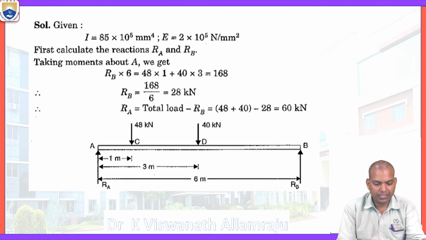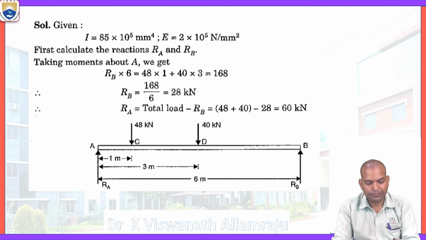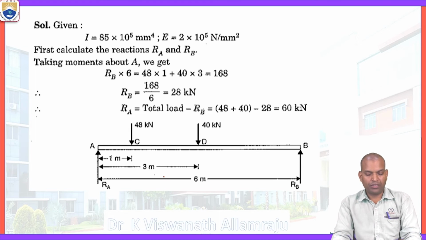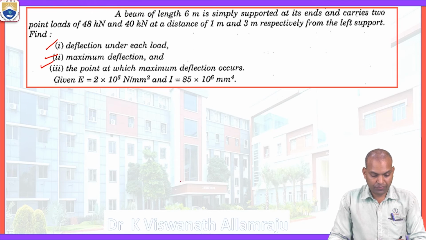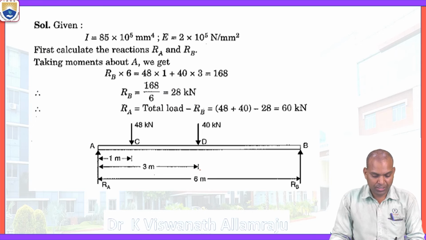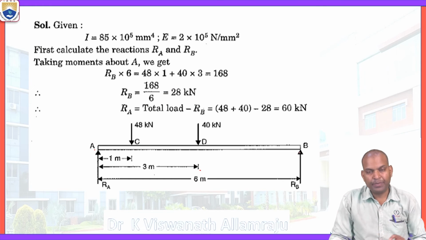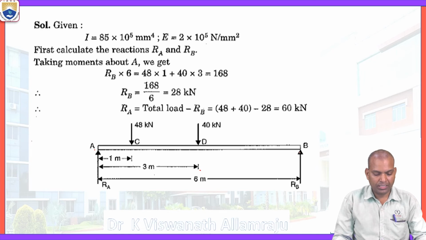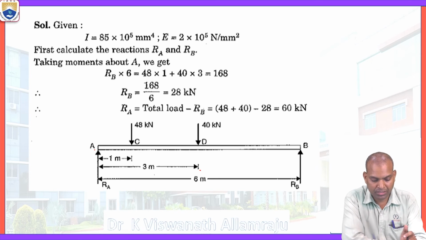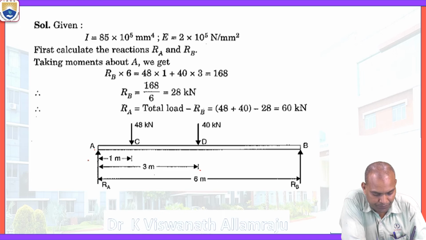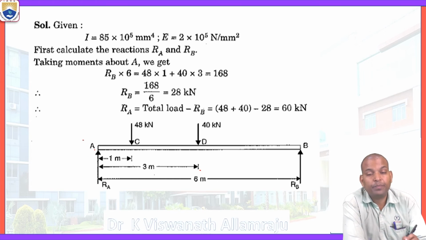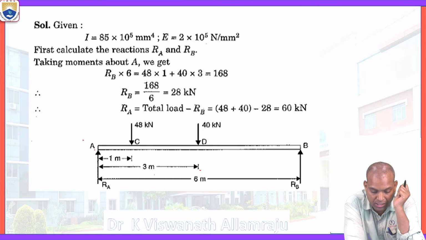So how to calculate here? This is the problem they have given. That is 48 kilonewtons at 1 meter and another one is 40 kilonewtons at 3 meters. Here supports A and B are there, with point loads at a distance of 1 meter and 3 meters from left support A. What is the span of the beam? Here it is 6 meters.